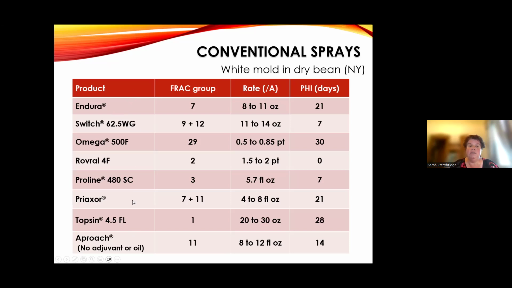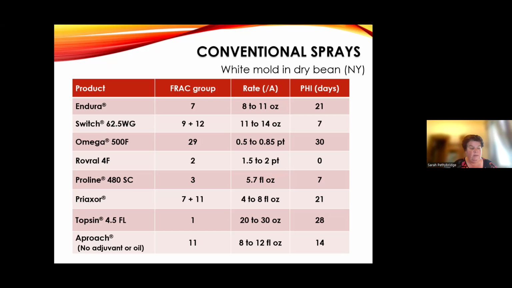In our trials, there was not a lot of difference between them, but we found that the majority, to get the most out of these products, you need to be able to apply them early, so 1% flowering. So that is 1% of plants with at least one open flower. And then in dry beans, there's value in putting a second application on in about 10 days' time.